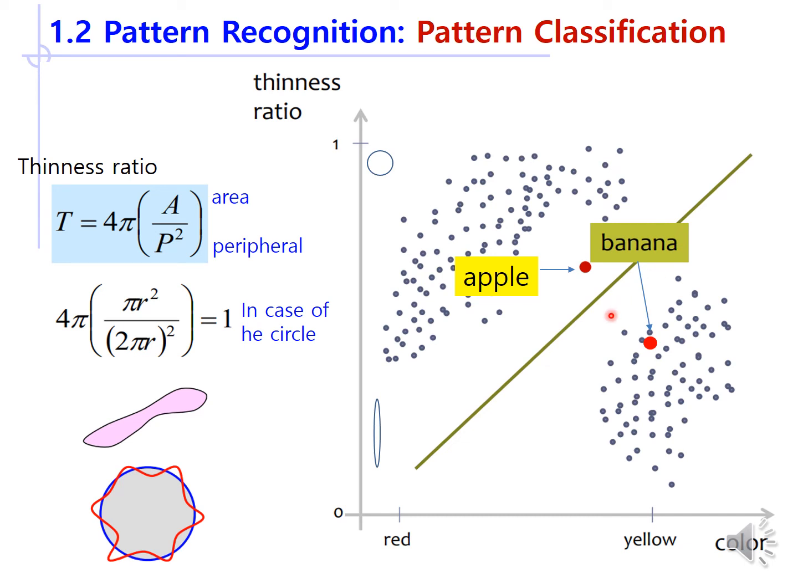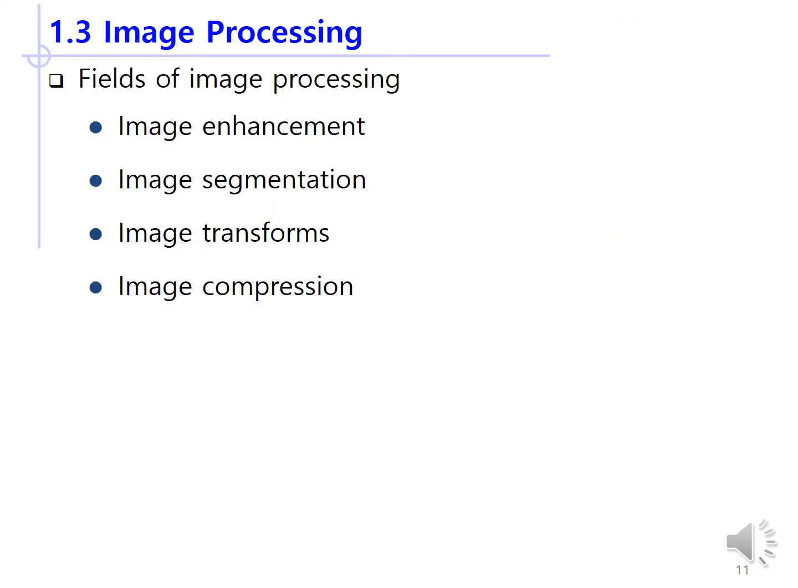But there is some ambiguous area, so it is hard to distinguish objects, sometimes near here. So in order to classify that kind of object exactly, we can apply artificial intelligence techniques and big data deep learning techniques. So that is the basics of pattern classification.